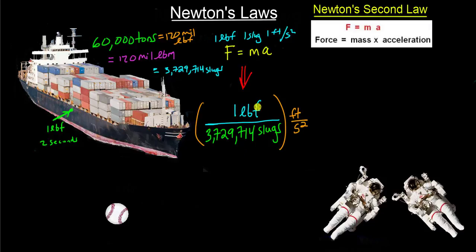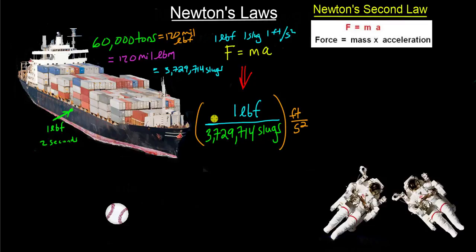Feet per second squared. That's what pound force divided by slugs is: a foot per second squared. 1 pound force divided by 1 slug is 1 foot per second squared. So as long as the baby's finger was on that ship, the ship's speed was increasing by this many feet per second every second.